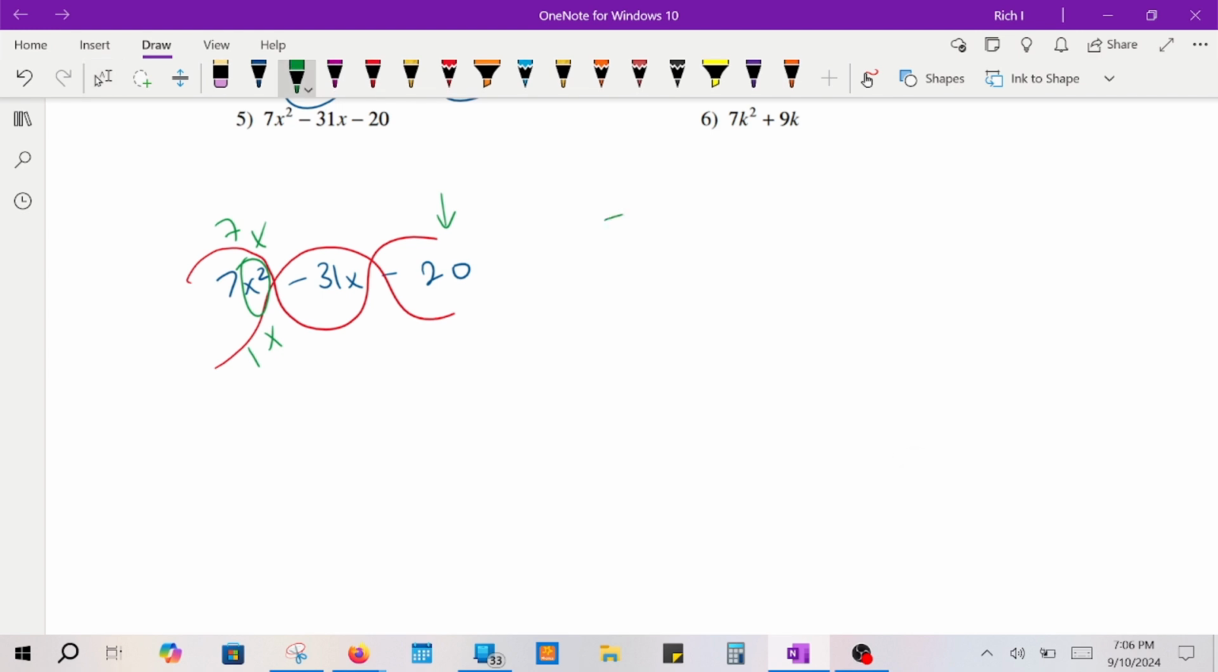Let's think about all the ways to get negative 20. Okay, so of course we have 5 and 4, and here's the thing, one of them has to be negative, and let me show you why. Because when you multiply the two numbers, you get a negative. That gives you a hint right there that one of them is going to be negative, basically. So two things multiplied together giving you a negative means one of them has to be negative. So we can have negative 5 and 4. We can also have negative 2 and 10, and we can have negative 1 and 20.